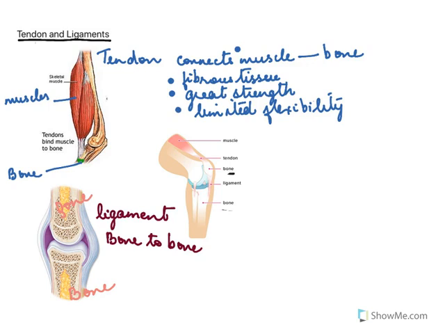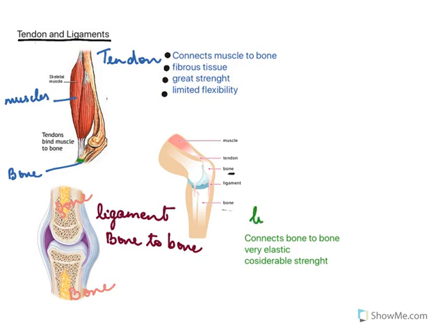Now when it comes to ligaments, we have learnt it connects bone to bone. It's very elastic. It's much more elastic than tendon. If you were to compare tendon with ligament, you'll say tendon is less elastic, with limited flexibility, but ligament is more elastic and has considerable strength. Tendons are much stronger than ligaments. Ligament is not as strong as tendon.